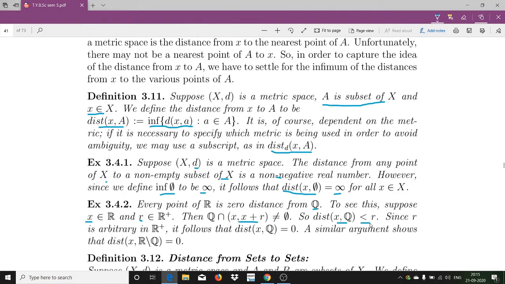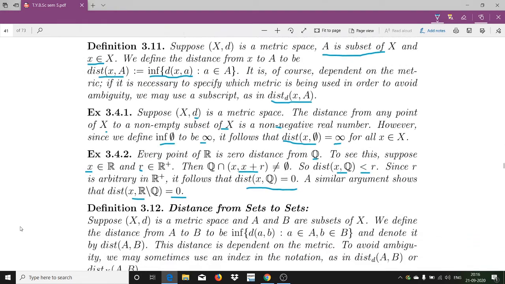But r was arbitrary. That means you can say the distance between x and Q is less than every positive real number. That means it will imply the distance from x to Q is 0. And in a similar way, you can argue that the distance from x to R minus Q, that is the set of irrationals, is also equal to 0.